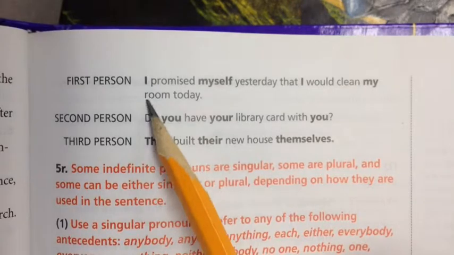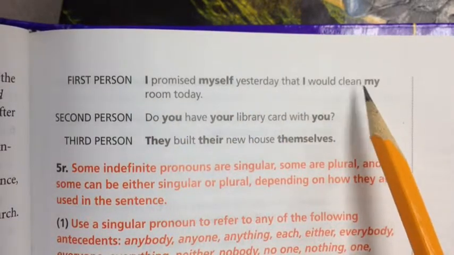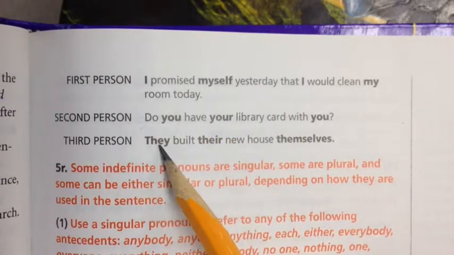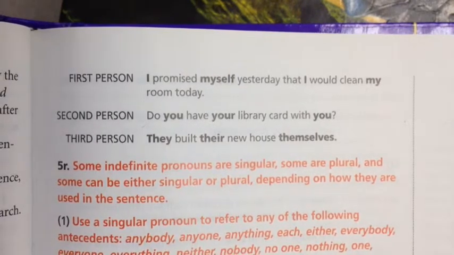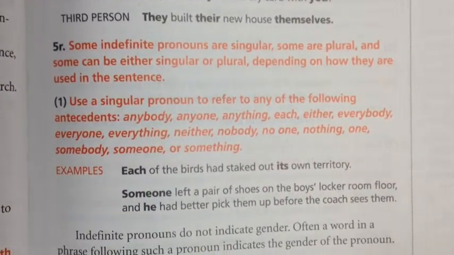So here, if you look on the next page, are example sentences for each. First person, these are the words I, myself, and my. Second person is you and your. And third person is they, their, or themselves. And then there are other ones like he and she that are singular.